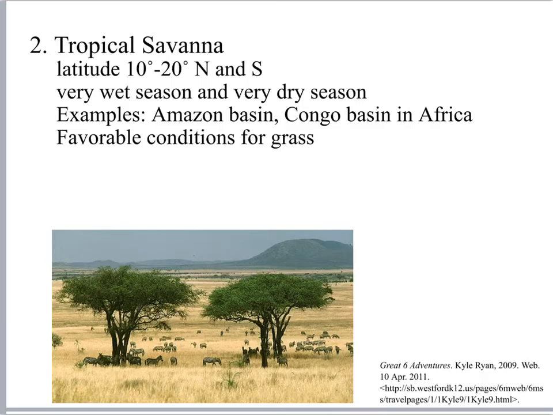Tropical savanna is typically between 10 and 20 degrees north and south. It's sort of like The Lion King, where you have a rainy season and a dry season, with zebras and a lot of grassland. It's known for having a very wet season and a very dry season. Some examples are the Amazon basin and the Congo basin in Africa. This wet and dry season is very favorable for grass, so we have a lot of grasslands and grazing animals.